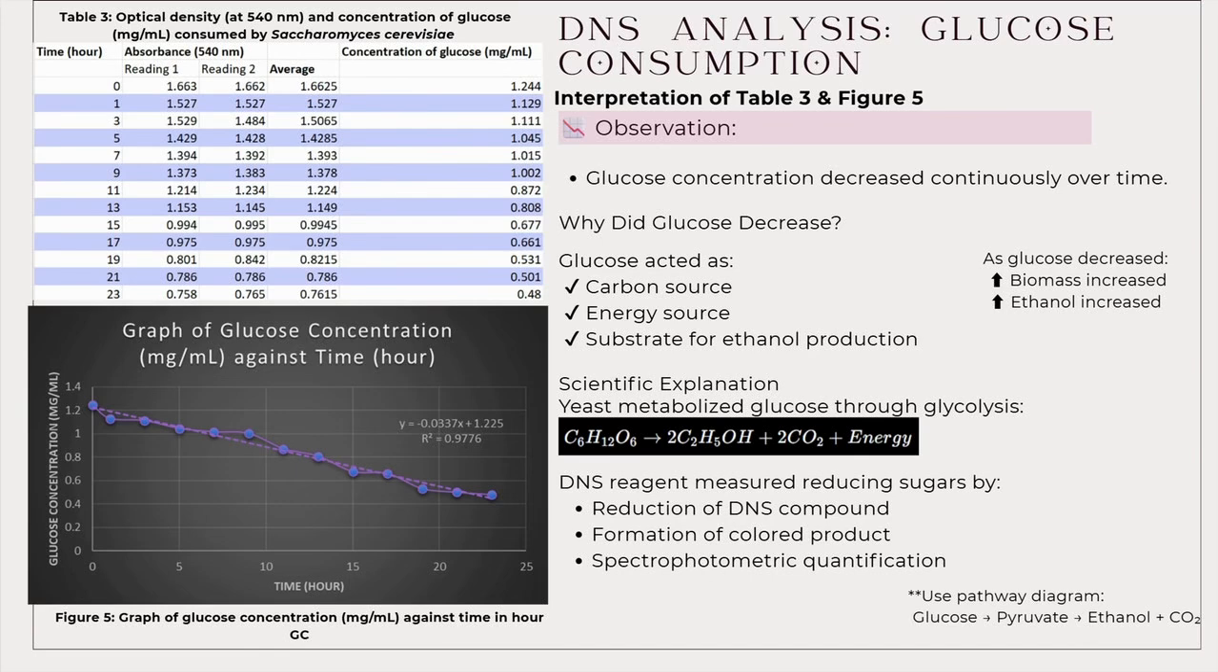Under fermentative conditions, pyruvate was subsequently converted into ethanol and carbon dioxide. The inverse relationship observed between glucose concentration and biomass formation confirms efficient substrate utilization by the yeast cells during the fermentation.